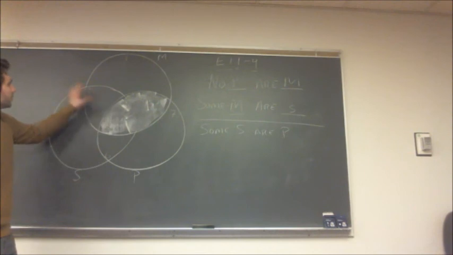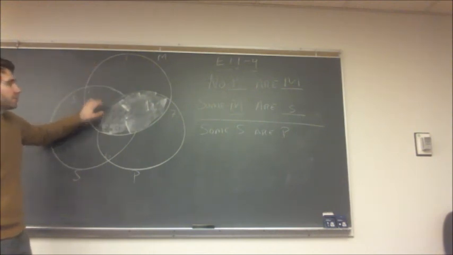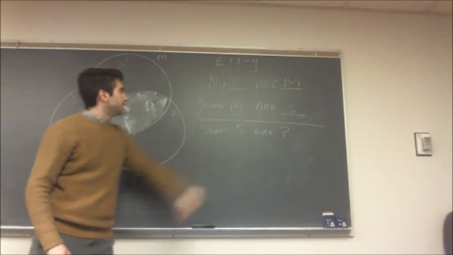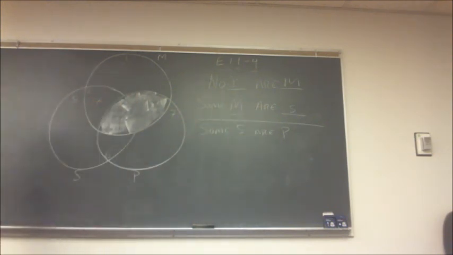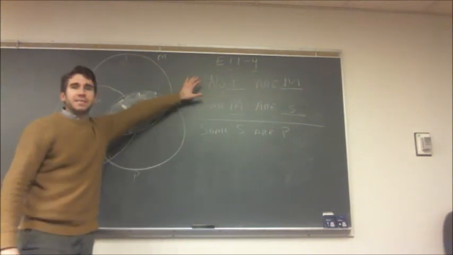Well, note that the S circle and the M circle overlap in 2, and it's unshaded. So if there's anything that's M and S, it's going to be here. So we can put an X there. Okay, so we've diagrammed our premises.